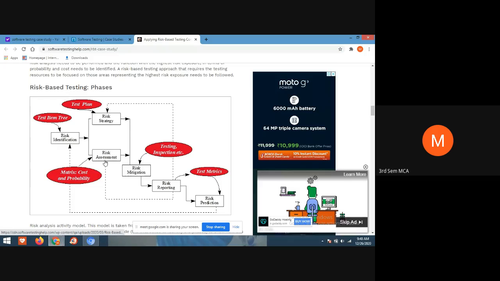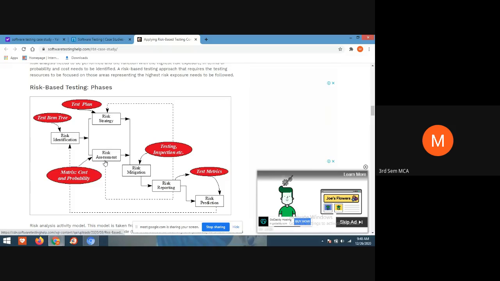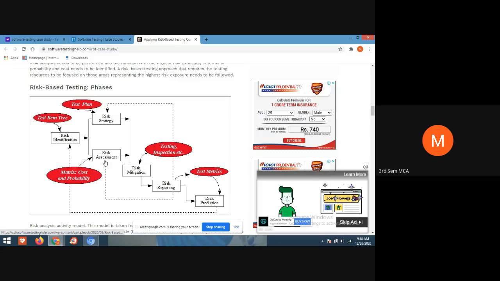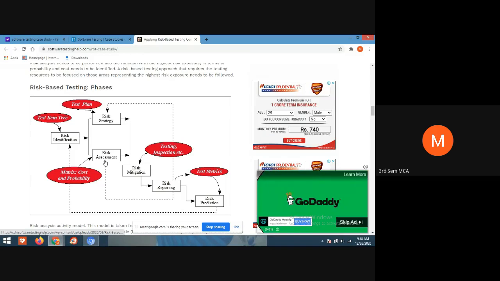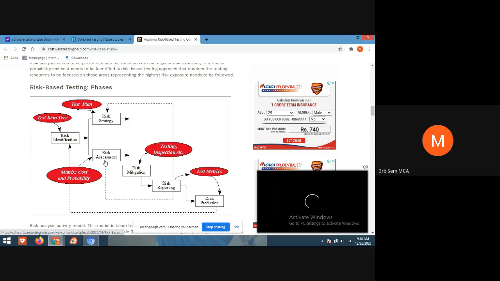Now students, I'll give you an example, or a scenario. For this scenario, you have to write what type of risk we are going to face in that particular project.